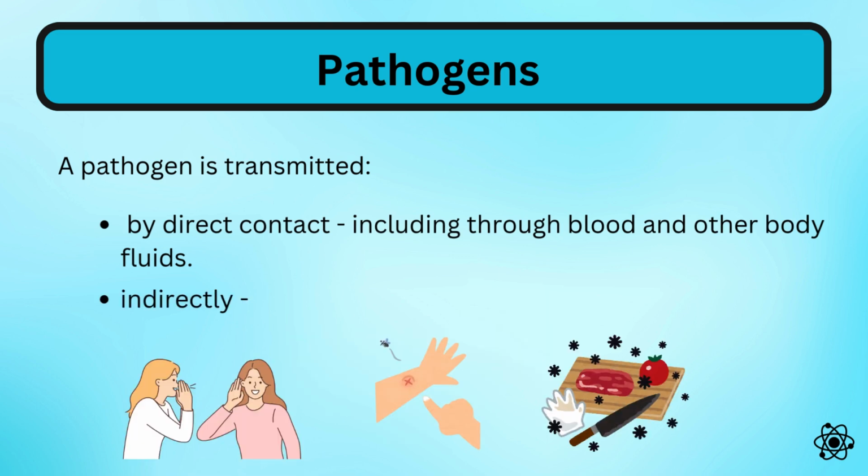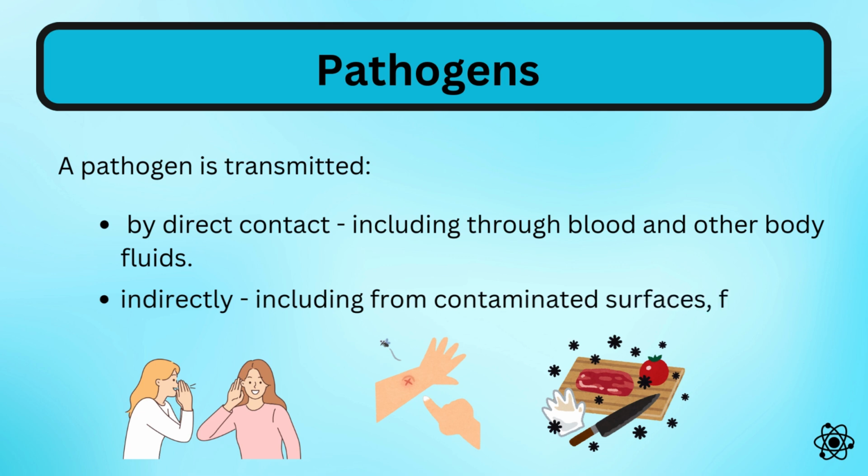A pathogen can also be transmitted indirectly, including from contaminated surfaces, food, animals, and air. So, indirect contact transmission occurs when there is no direct human-to-human contact. Examples include getting infected by eating contaminated food or through a mosquito that may be carrying a pathogen, or even inhaling droplets that are spreading the air through coughs and sneezes from an infected person.